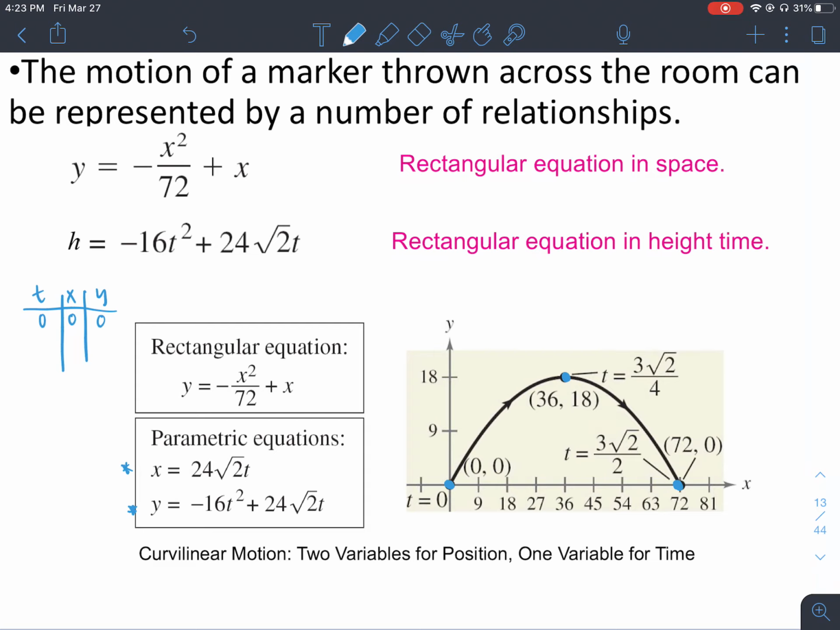And then using this height time equation, I can figure out what the time is when we get back down to a vertical height of 0. That gives me this beautiful t value of 3 root 2 over 2. My x is 72 and my y is 0. So now I have these three values that correspond together.